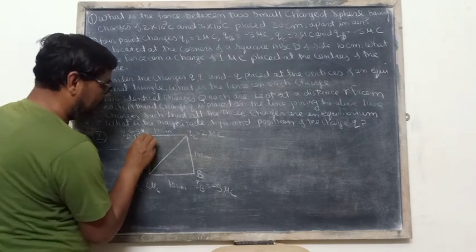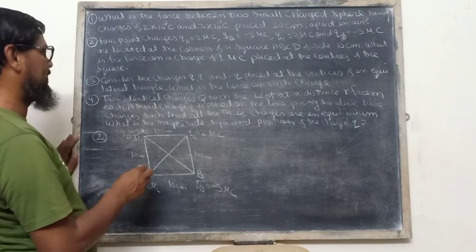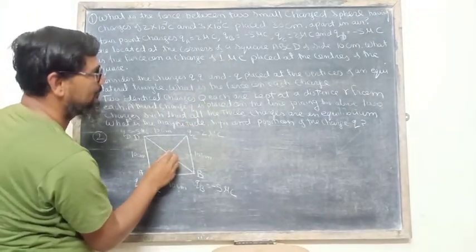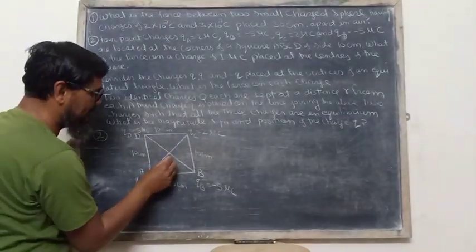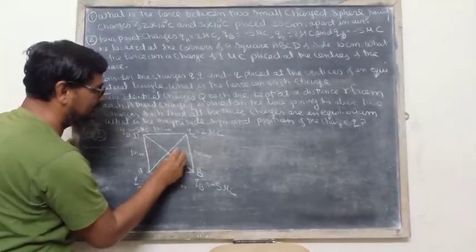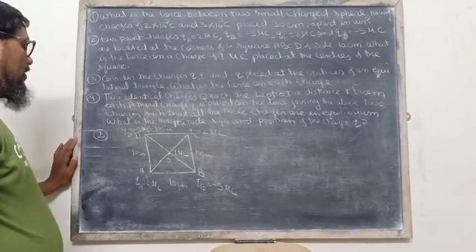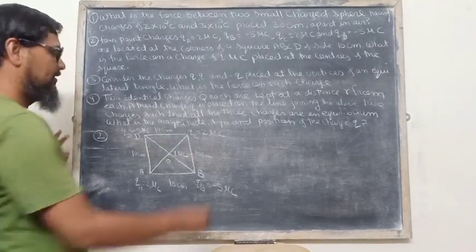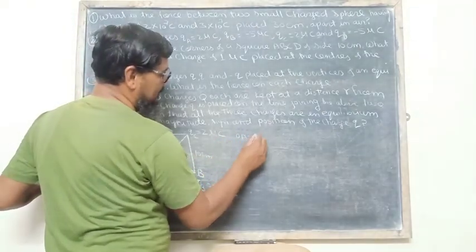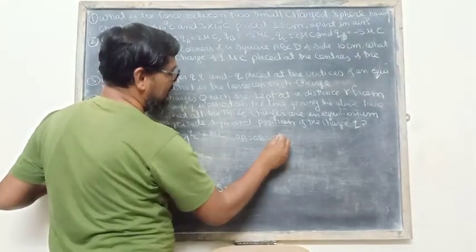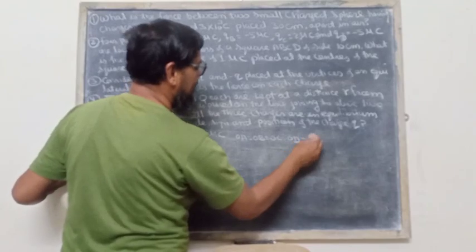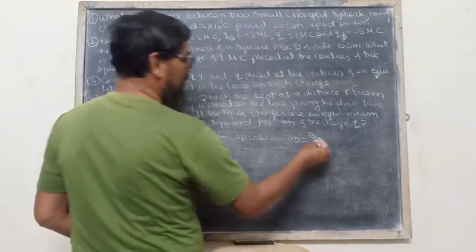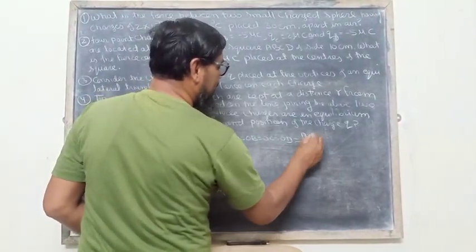On joining AC and BD, we obtain the center. What is the force on the charge 1 microcoulomb placed at the center of the square? This is the center of the square, O, and the magnitude of charge is 1 microcoulomb. First of all, we calculate the OA, OB, OC, OD values. OA is equal to OB is equal to OC is equal to OD for a square, and it will be BD by 2 or AC by 2.